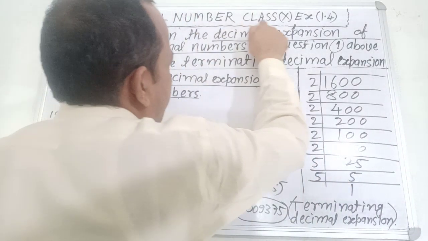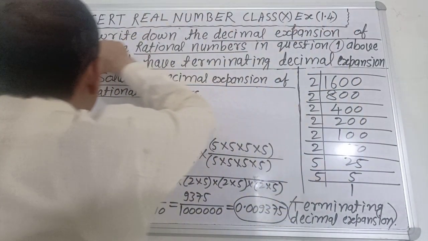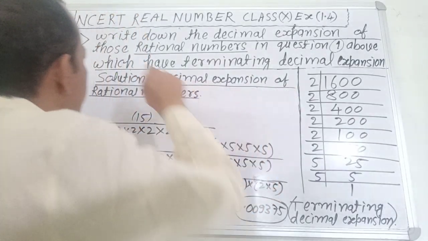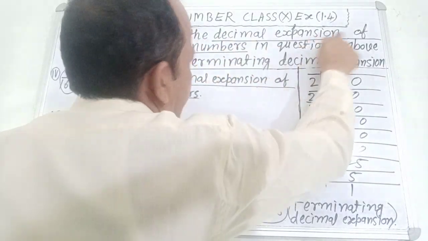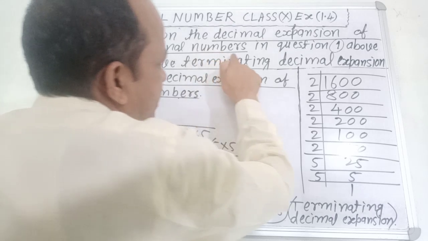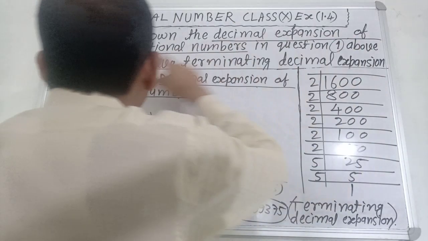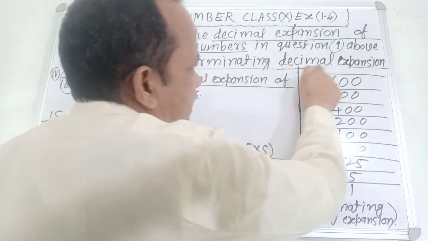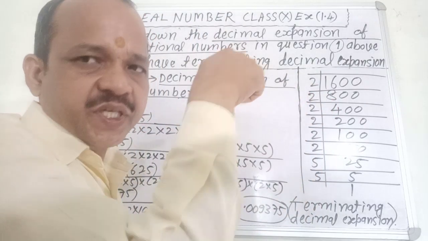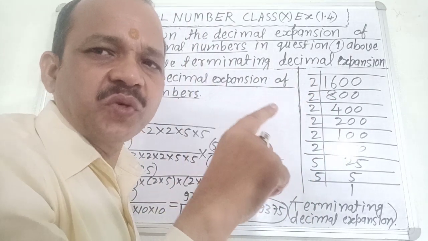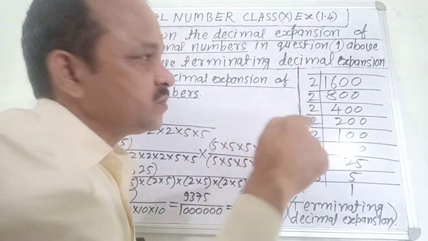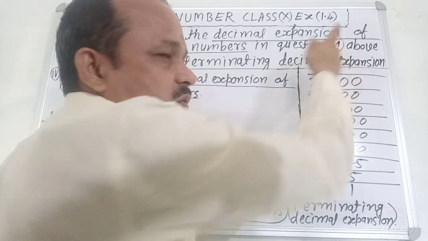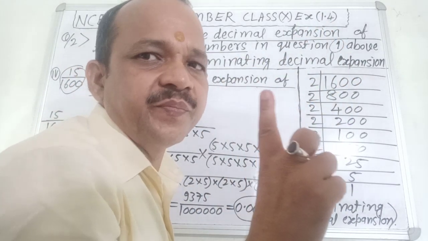NCERT Real Numbers, class 10, exercise 1.4, question number 2. Write down the decimal expansions of those rational numbers in question 1 above which have terminating decimal expansions. Here question 2 is related to question 1.